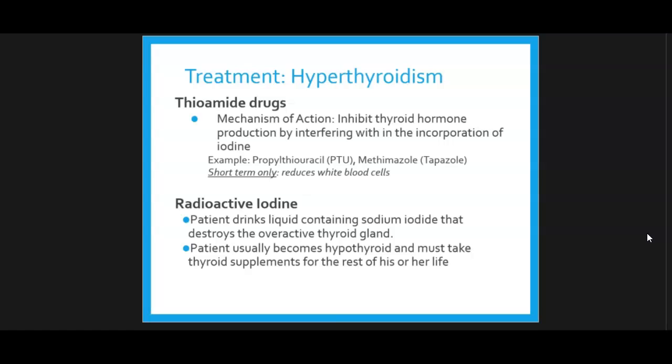Another very common treatment route is radioactive iodine. This is given to a patient and it will typically destroy the entire thyroid gland, leaving the patient in a hypothyroid state. So they go from hyperthyroid to hypothyroid because the gland has essentially been destroyed. If radioactive iodine is the treatment used, the patient typically will have to go on thyroid supplements for the rest of their life because now they're hypothyroid.